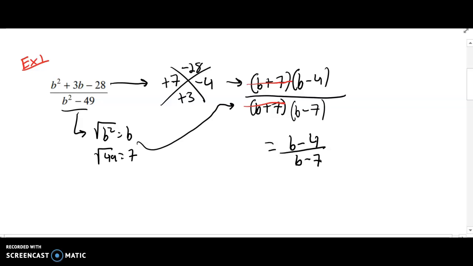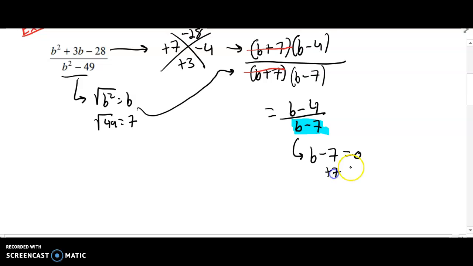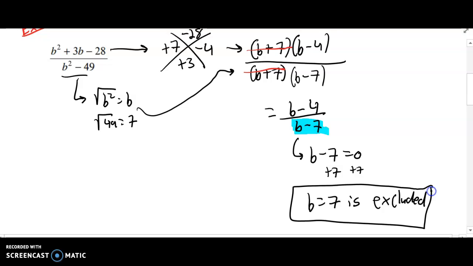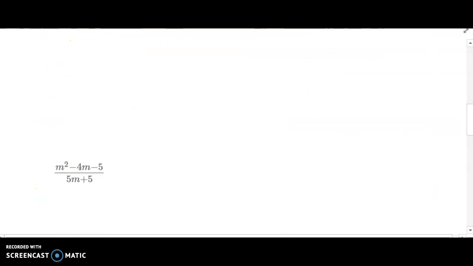Okay, now that it's simplified, let's identify those excluded values. We're going to set the denominator equal to 0. We add the 7. So b equals 7 is excluded. So if we were to plug that in, it would make the denominator 0. Okay, let's look at another one.